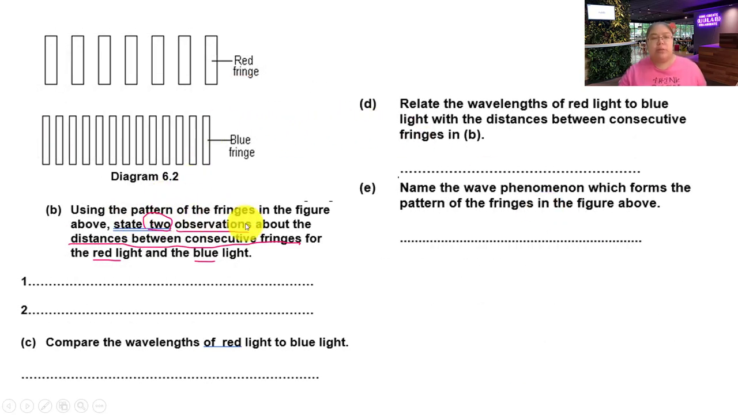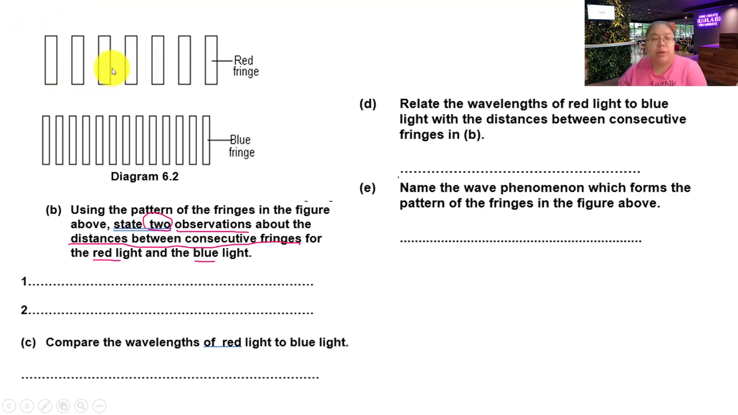Okay, then we go to the B. Using the pattern of the fringes in the figure above, state two observations about the distance between consecutive fringes for the red and blue light. So two observations. First one, we find the fringe distance for the red is more than the blue. The second one is the distance for the fringes, red is further, then the blue is closer. Okay, you also can say for the same color, every fringe distance should be constant.